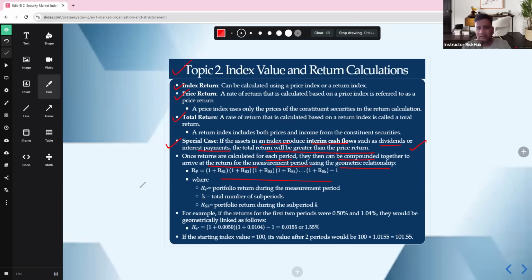For example, let's try to make it simpler, which is the example given here. There are two periods, 0.50% and 1.04%, so 1.005 times 1.0104, you get 1.55. Not 1.54 by addition, it's the compounding which works, that's why it's 1.55. There's a check whether you know this concept or not, right? If the index starts at 100, it gives you 101.55, right? Always use geometric compounding, not arithmetic. That is very, very important to understand.